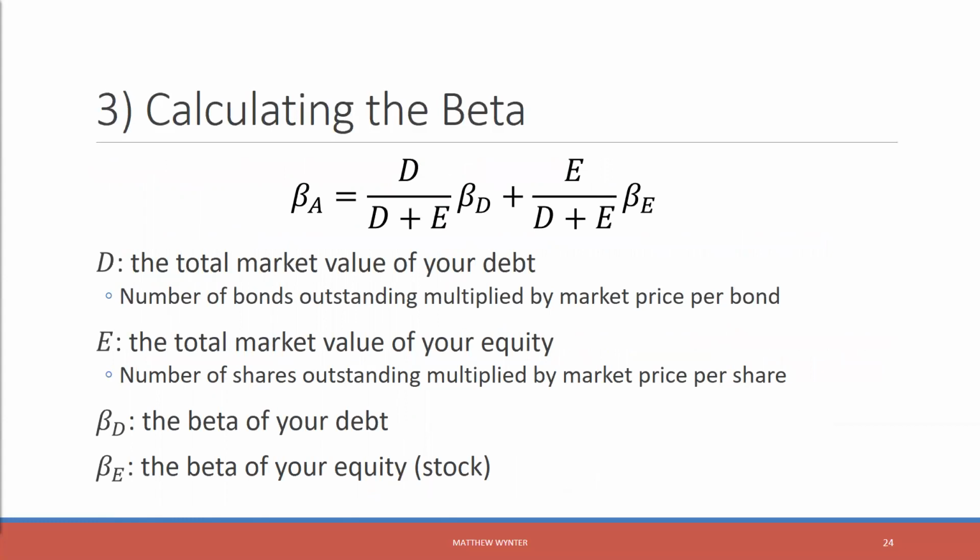So the market value of your debt is going to be the number of your bonds outstanding multiplied by the market price per bond. And for the market value of your equity, we know it's the shares outstanding multiplied by the market price for your shares.